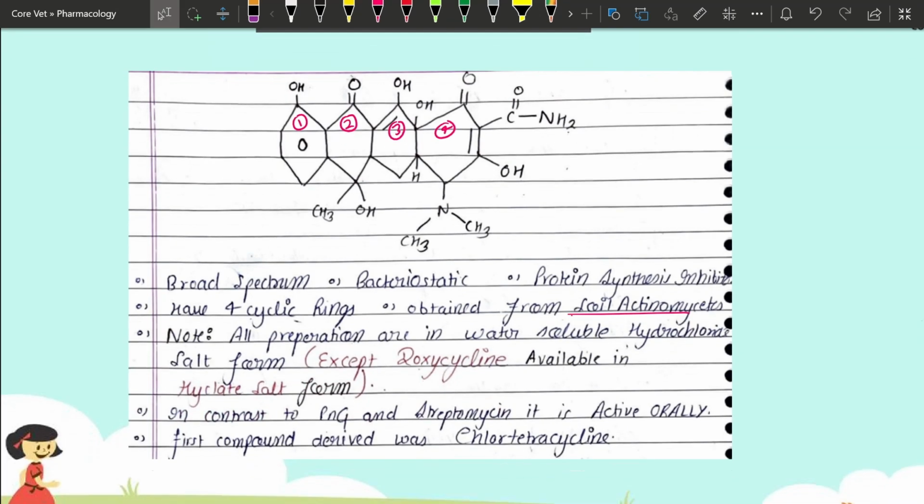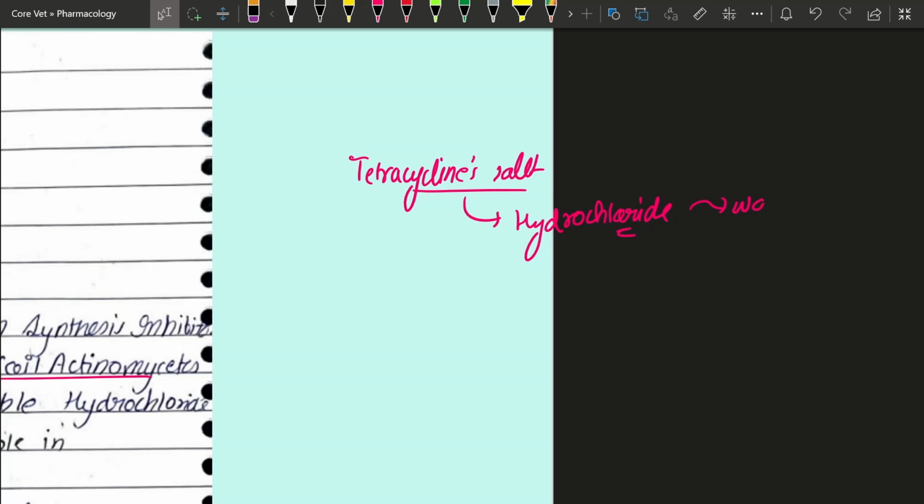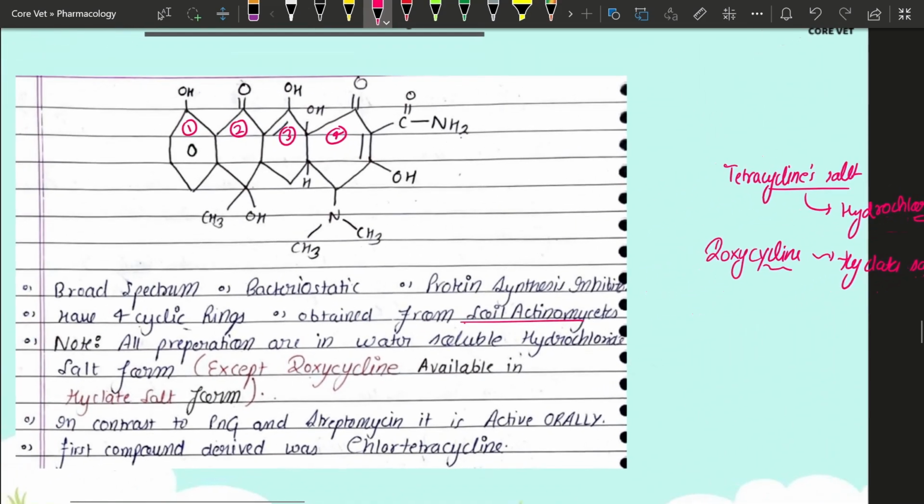Now moving on to the next important point: the major tetracycline salts are of what? Hydrochloride, right? They are in the form of hydrochloride, which are water soluble. But in the case of doxycycline, which is under the tetracyclines, the preparation is in the form of halide salts, right? So please remember that all the major preparations of the tetracyclines are in the hydrochloride form of the salt, which is water soluble. And doxycycline is available in the halide salt form, right?